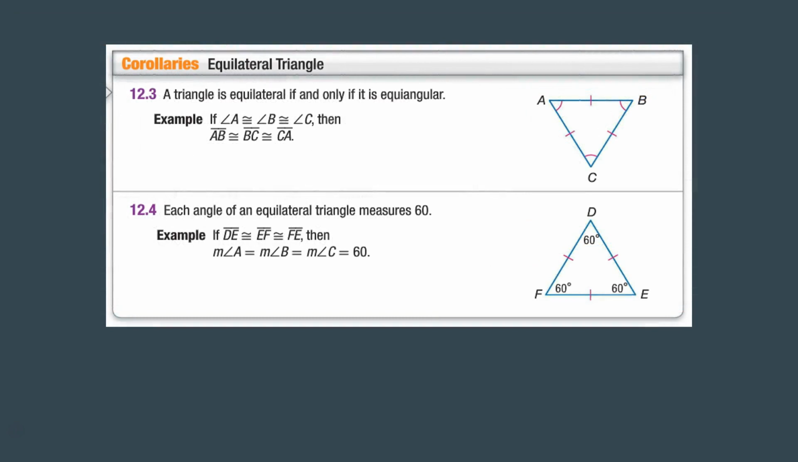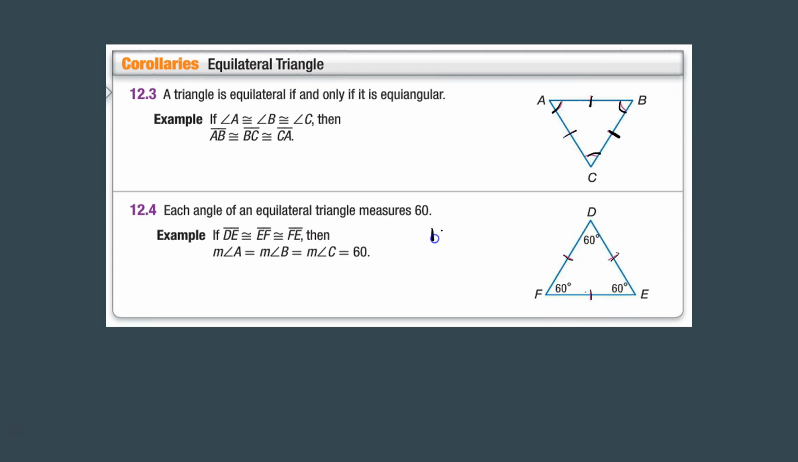Then we have our equilateral triangle. A triangle is equilateral if and only if it is equiangular. So, if we know that angle A and angle B and angle C are all congruent, then we also know that all the sides must be congruent as well. Each angle of an equilateral triangle measures 60 degrees. That's just saying if we know all these sides are congruent, that means all the angles are also going to be 60 degrees.